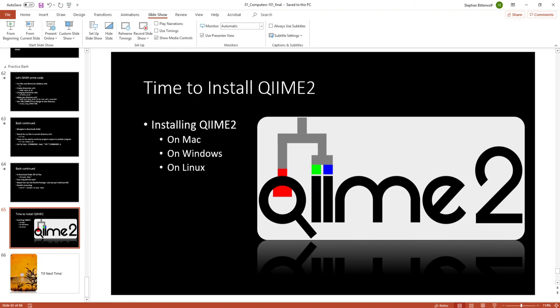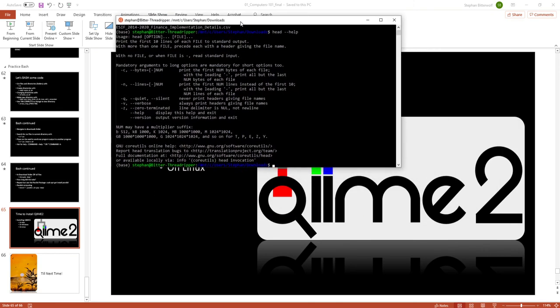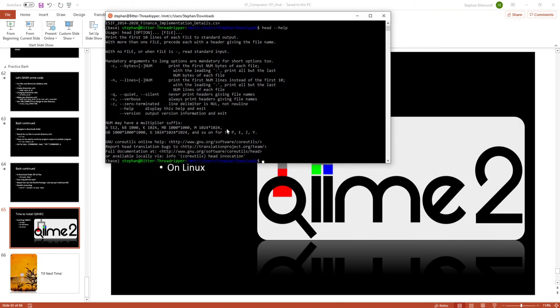Because most of QIIME is going to be working in an environment like this, which some of you might be familiar with. So this is my Ubuntu running on my computer.